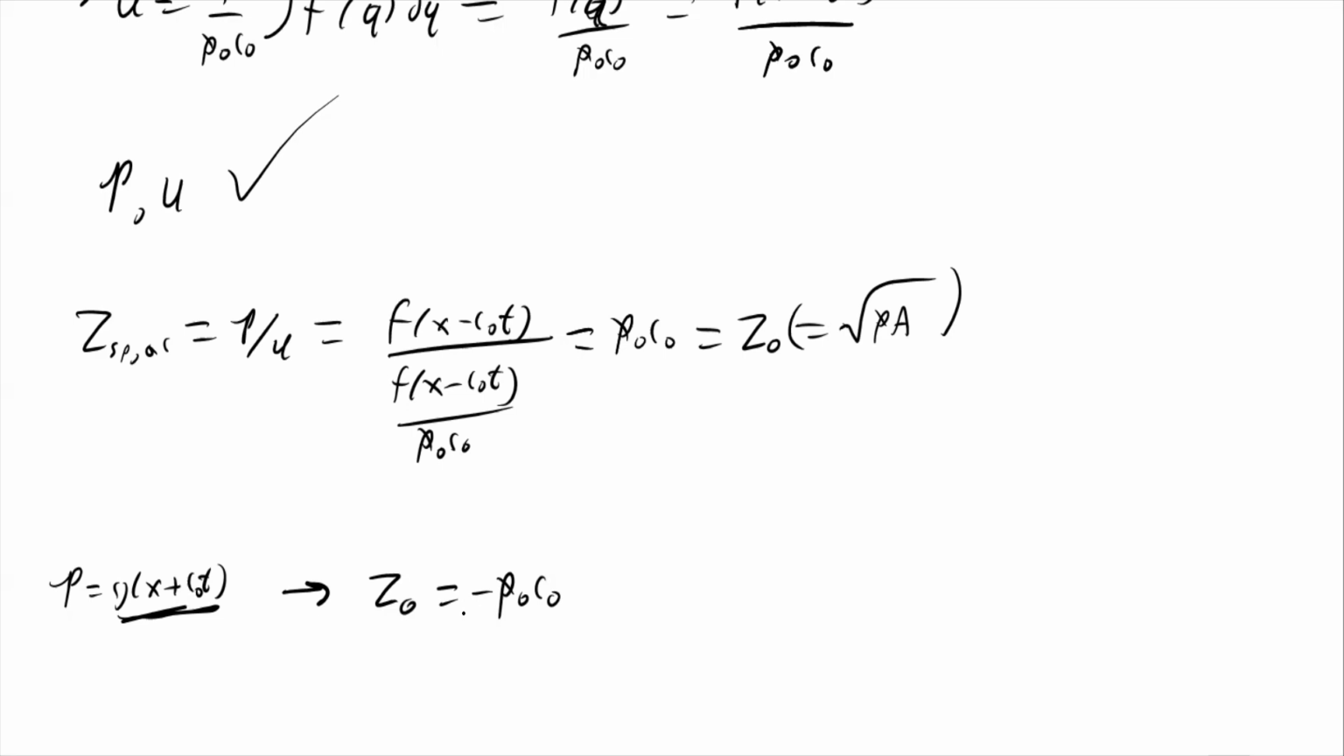The characteristic impedance, which we will consider to be positive going forward, is an important characterization of a medium, of a fluid. And it is used fairly often in acoustics. So we've notated it here, we've derived it here, that the characteristic impedance of a fluid is rho naught c naught. That concludes this video.